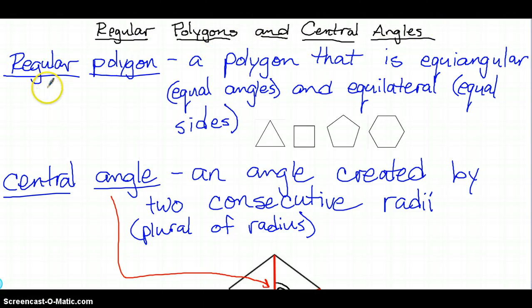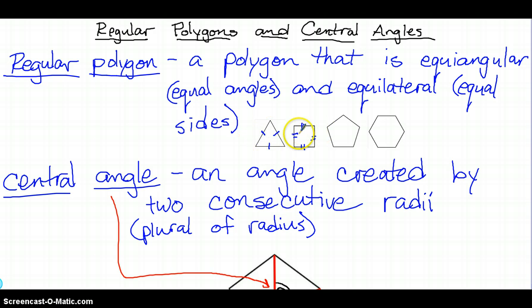You may have heard the term regular polygon before in geometry, but basically that is a polygon that is equiangular, meaning that its angles are equal, and equilateral, meaning that it has equal sides. So notice this triangle, each of these sides is equal to the other two sides in the triangle. On this square, all the sides are going to be the same, as are all of the angles.